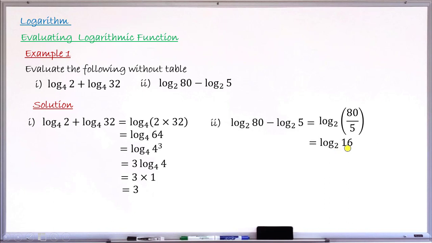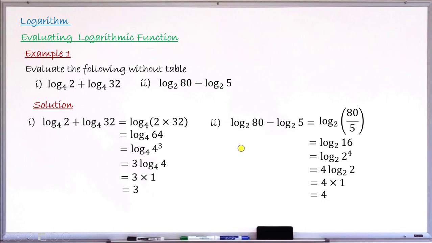What you now do next is to change 16 to index form and try to use 2 as the base. Of course, 16 can be written as 4 raised to 2 or 2 raised to 4. But I'll select 2 raised to 4 because the base is already 2. So I'm going to have log to base 2 of 2 raised to 4. By the second property of logarithm, this 4 will now come and multiply this. So you now have 4 multiplied by log to base 2 of 2, and log to base 2 of 2 gives you 1. So you have 4 multiplied by 1, and 4 times 1 gives you 4. So this is also the value of this logarithm.